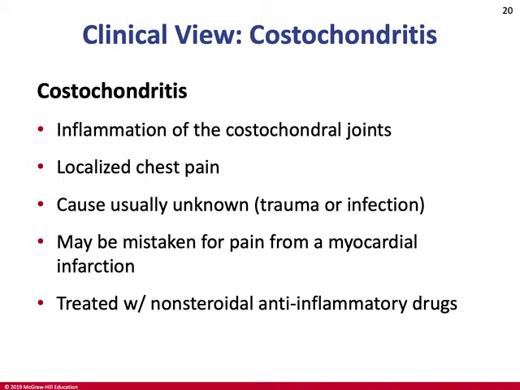Costochondritis is an inflammation of the costochondral joints in the rib cage and causes chest pain. The cause could be trauma or infection, and it may be mistaken for an MI, a heart attack. We treat this with NSAIDs like ibuprofen and naproxen. Remember that an NSAID is a non-steroidal anti-inflammatory drug. That's what the acronym stands for.